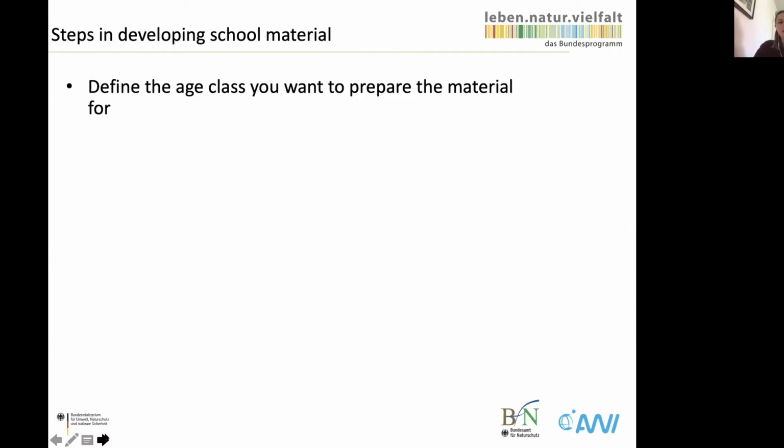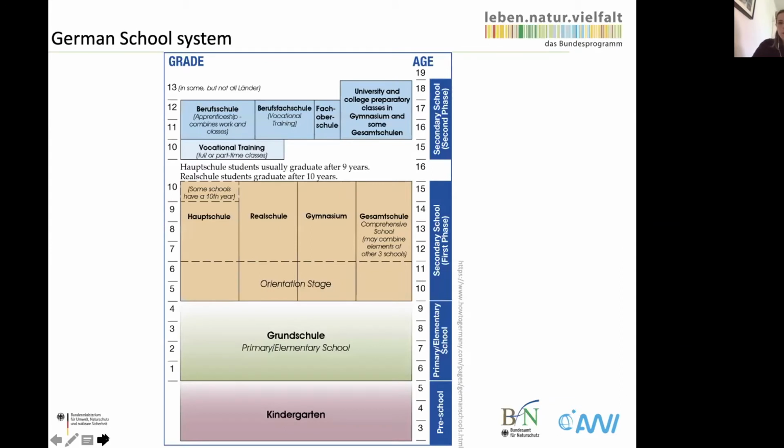And so maybe for you it's most interesting how we did it so far, and that's why I just kind of described these steps we already did or are still gonna take. So first we needed to define the age class we want to prepare it for, because it's a totally different thing to prepare material for the kindergarten than to prepare it for people who are 17 years old. And it's very complicated, but it's just to see that's the German school system. So I thought it might be interesting to see how it's built up.